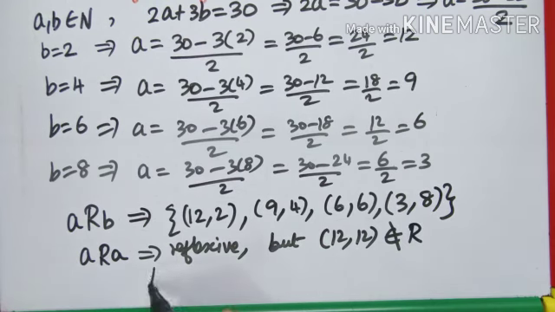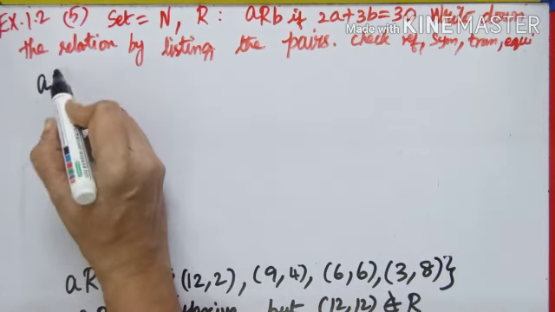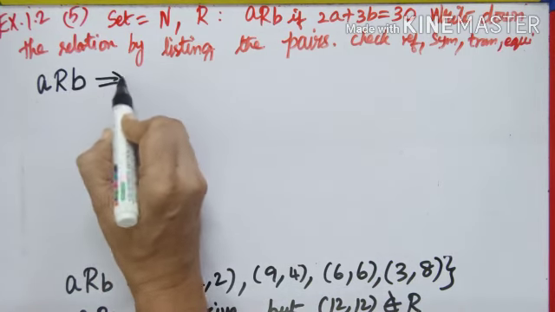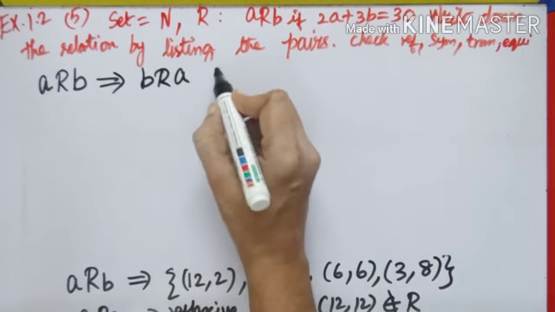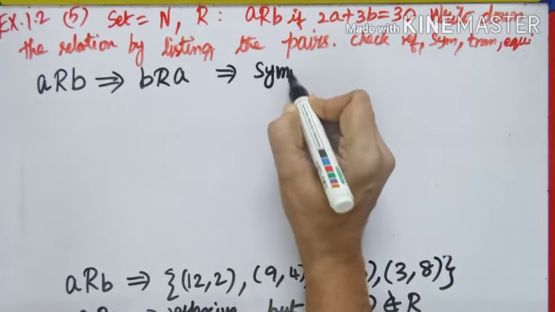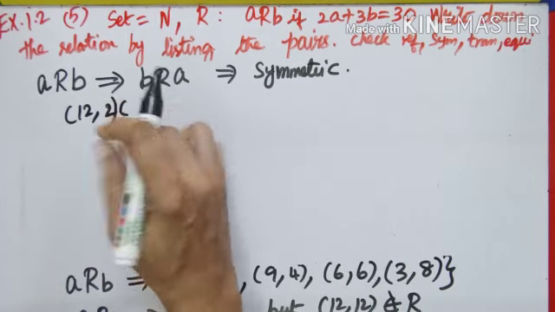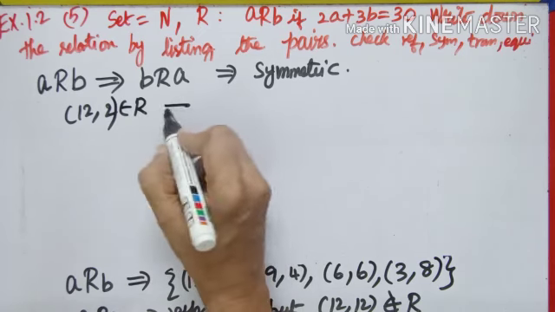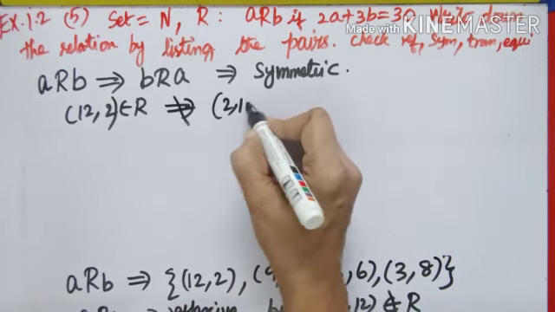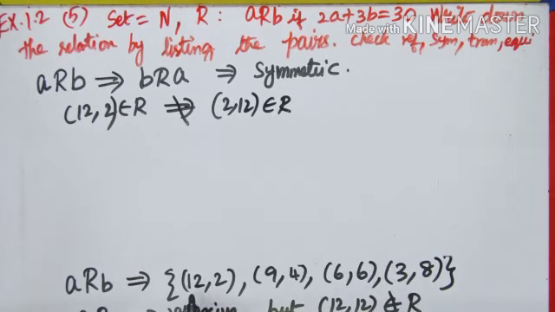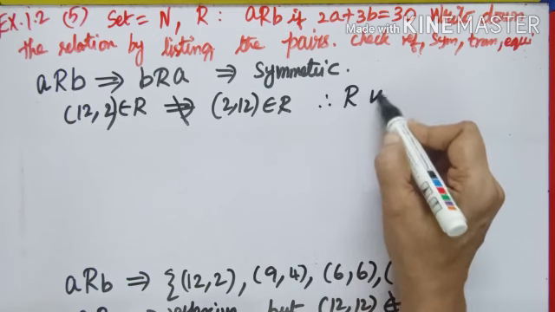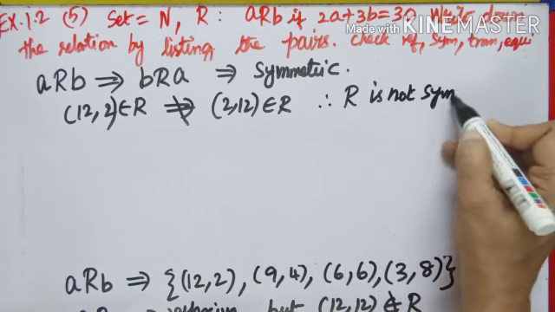So we say R is not reflexive. The second idea: if (a, b) implies (b, a), then we call it symmetric. But in this problem, (12, 2) belongs to R does not imply (2, 12) belongs to R. See, we have only (12, 2); we do not have (2, 12). So we will say R is not symmetric.